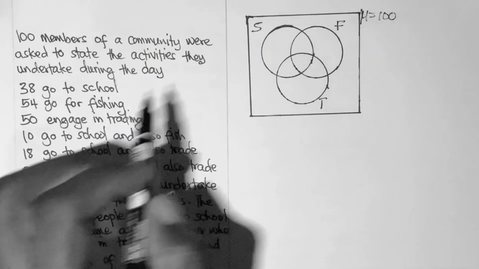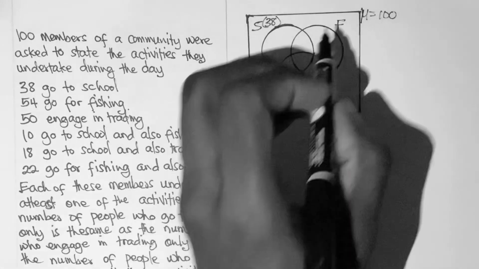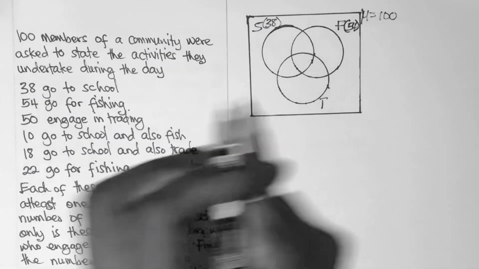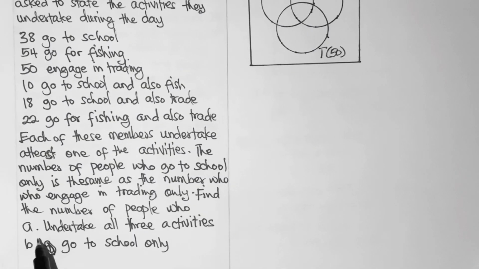So now 38 go to school. So the number of school is 38. And then 54 go for fishing. So here is 54. And then 50 engage in trading. So here is 50. So now let's jump down here.